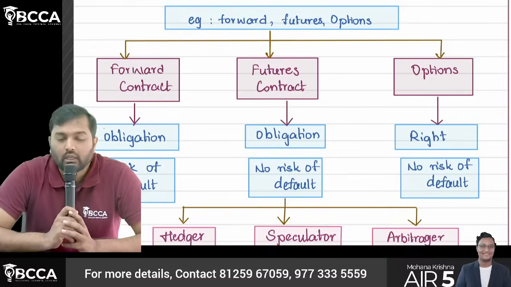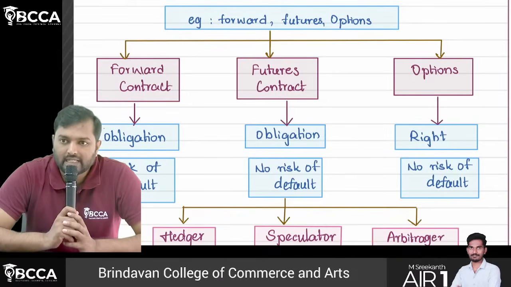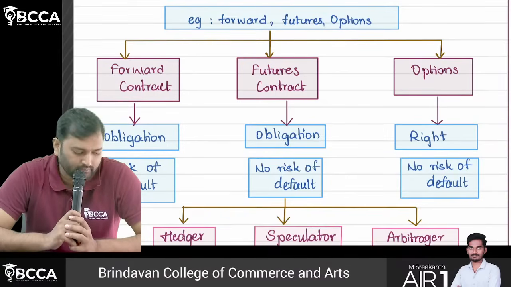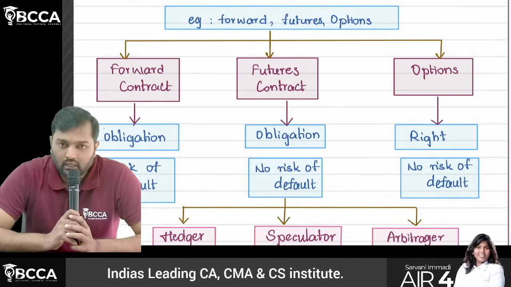So the call option is a derivative, the value of which is derived from the value of an underlying asset. In our example, what is the underlying asset? X limited share is the underlying asset.